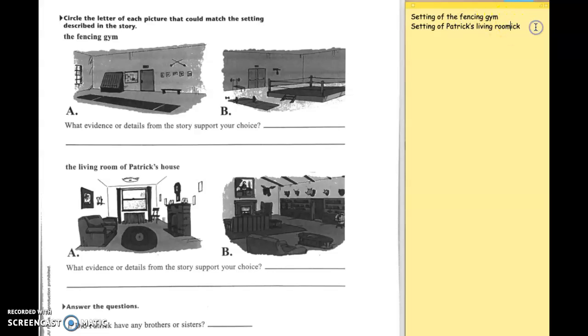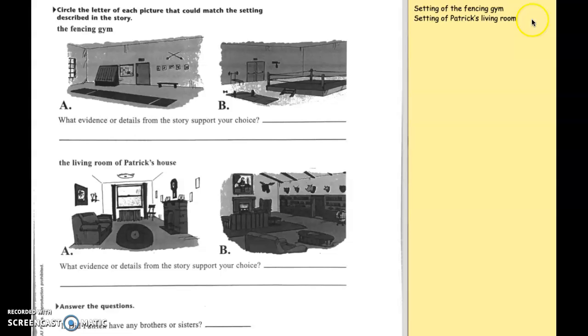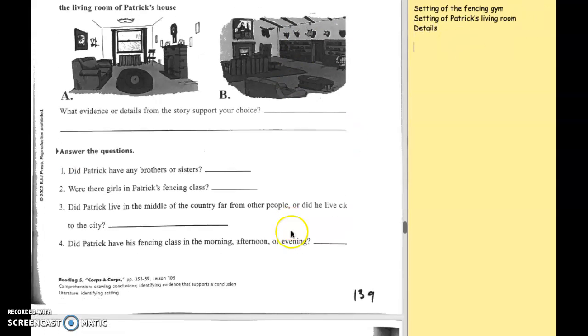Patrick's living room. Yep. So we can't just find the setting. We have to also know what it looks like. And how do we know what it looks like? By looking at details that the author gives. So it says, what evidence or details from the story support your choice? So again, finding text evidence. So these are some phrases we can start with. We need to look for details. Okay, what else? Answer the questions.